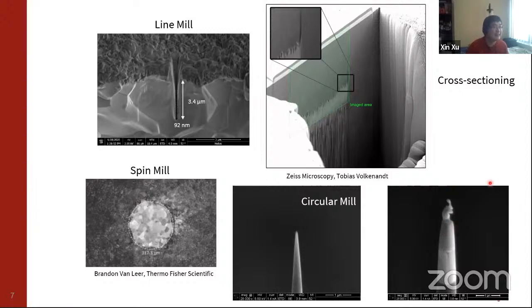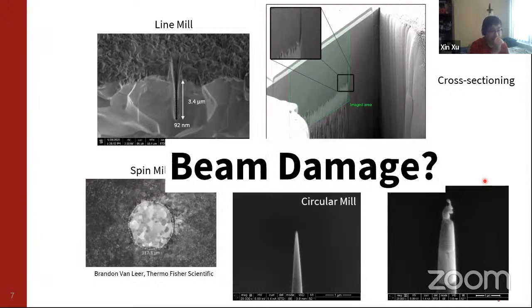So about etching, there is one question you have to ask. What's the beam damage to the surface? You can etch the sample, of course, but is there any beam damage to the surface of your sample during the etching process?